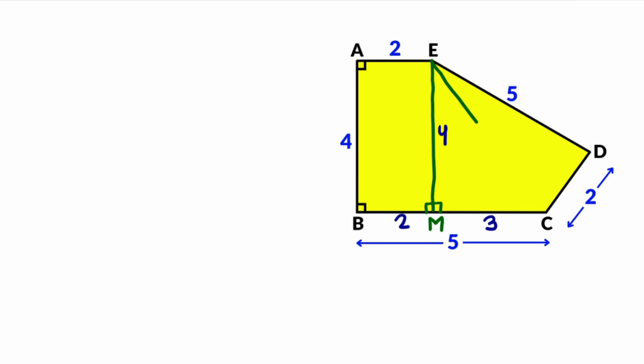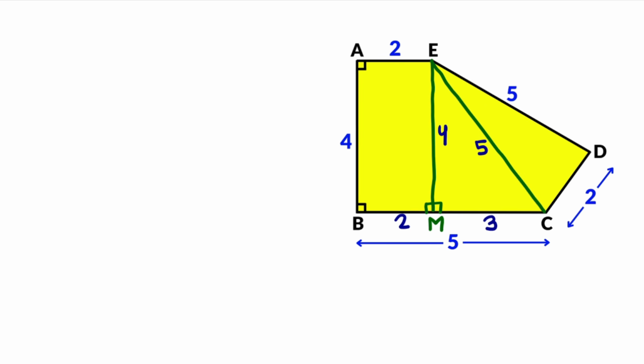Now connect E to C. We've just created right triangle EMC. Its legs are 3 and 4. That means it's the famous 3-4-5 right triangle. So the hypotenuse, EC, is exactly 5.